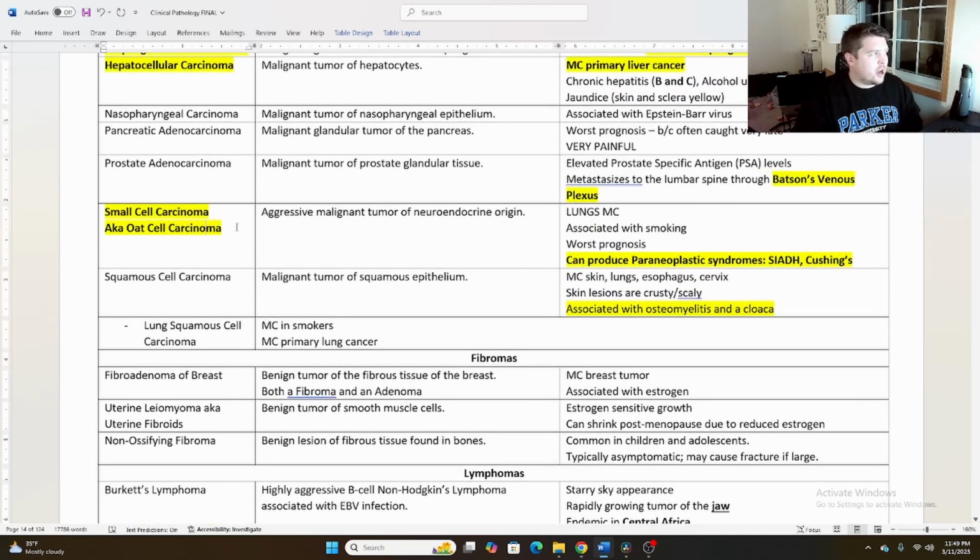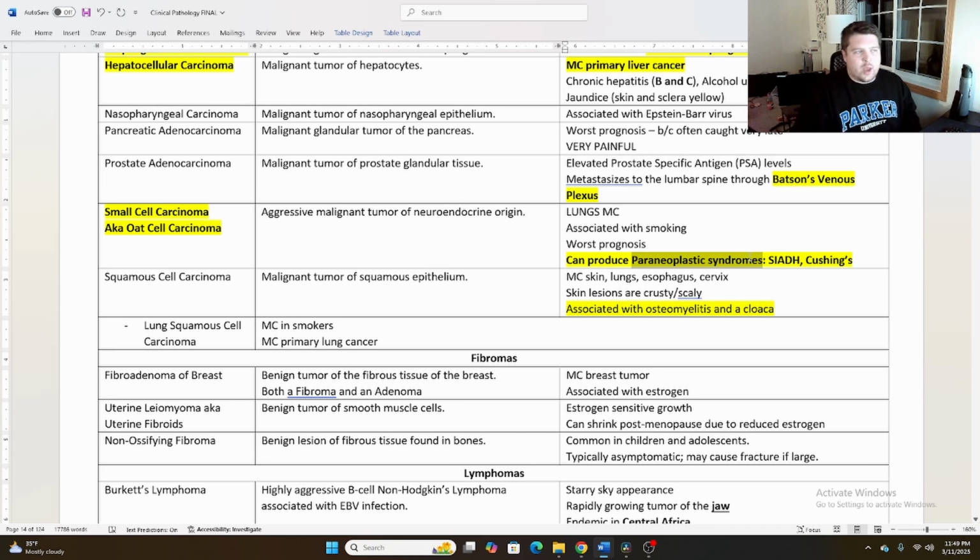Another one that gets very commonly asked, small cell carcinoma, aka oat cell carcinoma. This one is one of the most common cancers in the lung. It's associated with smoking, has a very poor prognosis. Oftentimes, because it is caught super late, it's typically already in stage 3, potentially stage 4, before they really find something like this. It can produce what are called paraneoplastic syndromes.